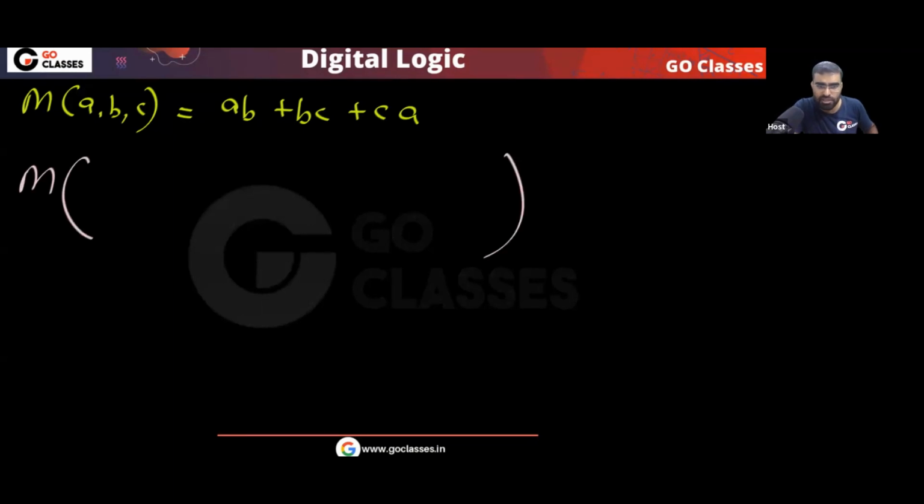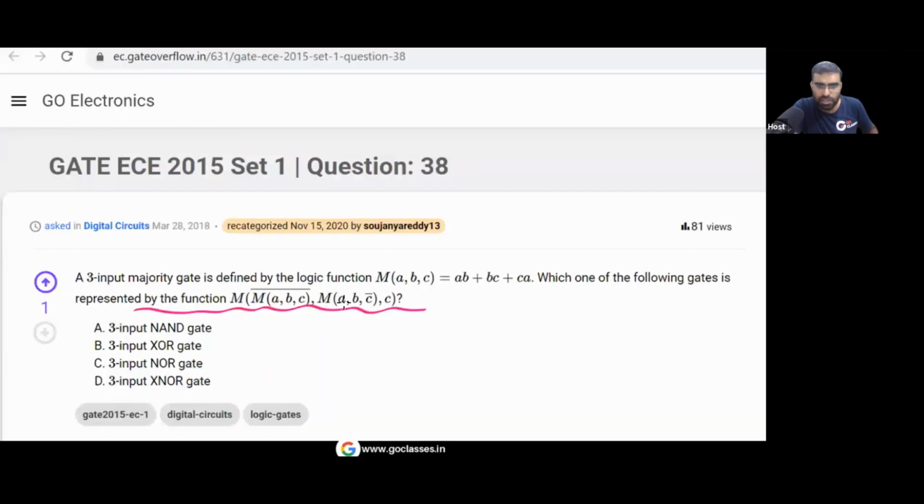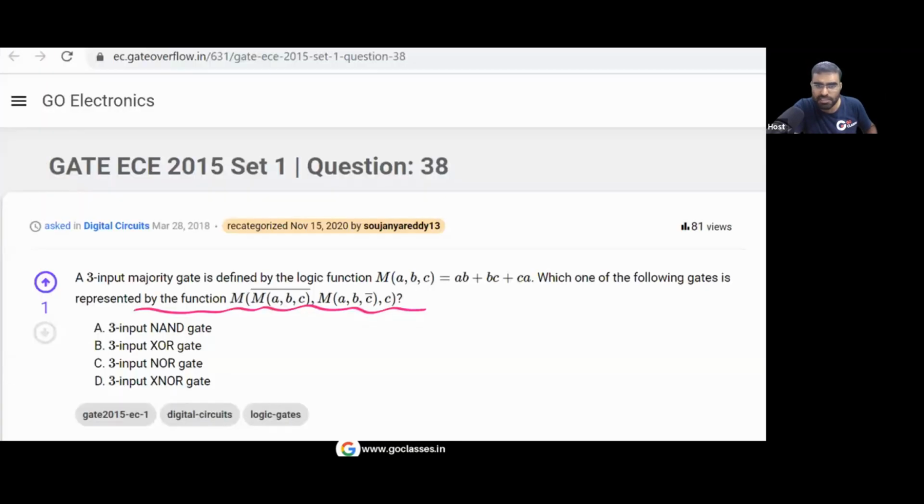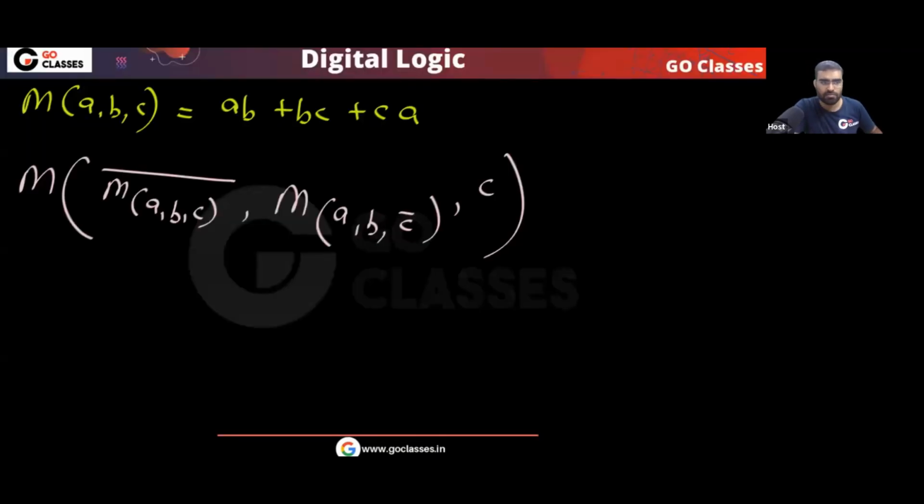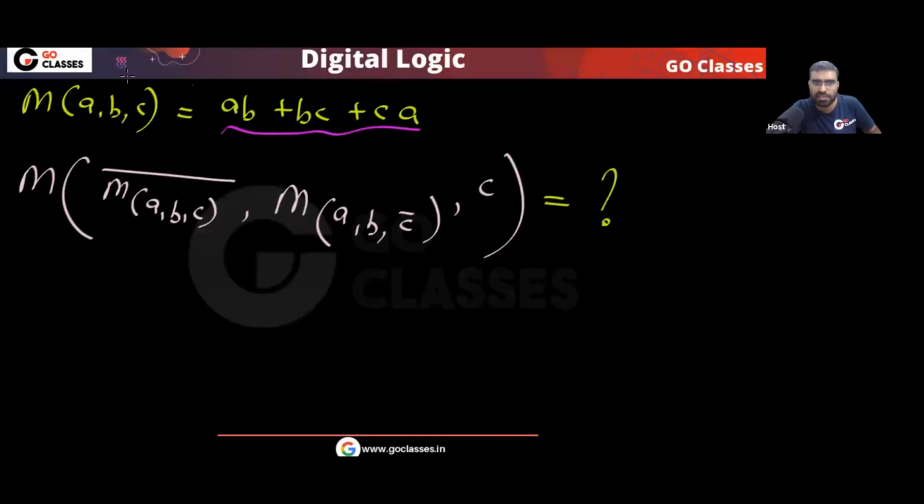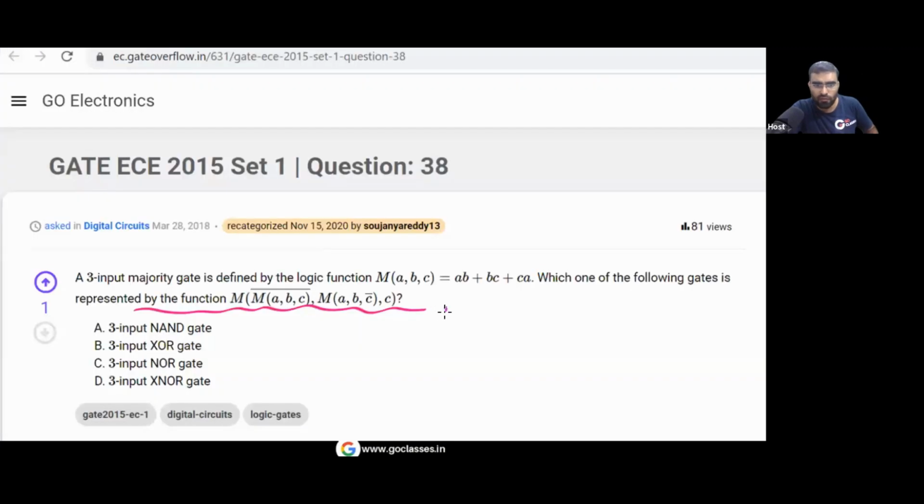And in bracket what is written? M ABC complement, then M ABC complement again, and C is given. This is what the question is asking: this is equal to what? Did you understand this function? See, this M ABC that is given to you is AB or BC or CA. This is very simple. Now the question is asking what this is equal to.